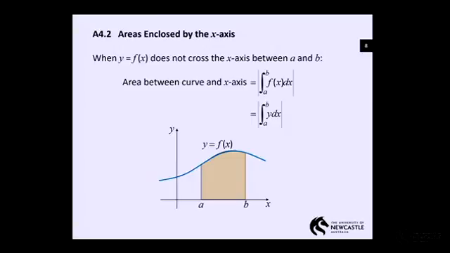So here's what it says. When y equals f of x does not cross the x-axis between this value A and this value B, have a look at the picture. When your curve is floating above and it does not cross the x-axis, what we're saying is we want the area that is enclosed by the curve, this value of x and this value of x, and the x-axis. So it's limited you to this shape. Now it's not quite a trapezium because it looks like it, but the top's got a curvy part to it. And our job is to find this area.